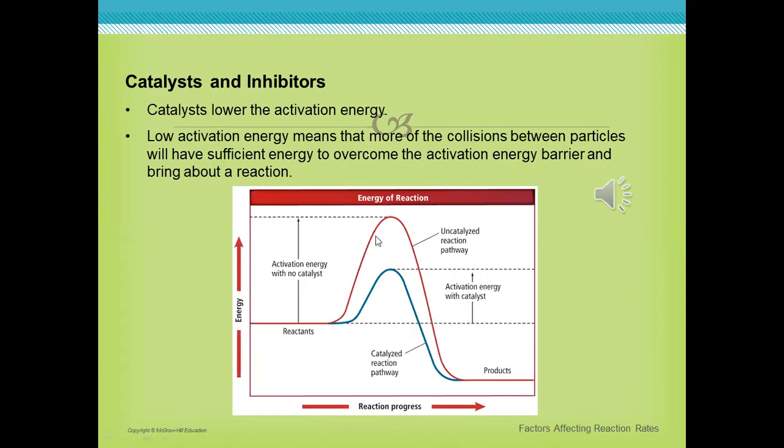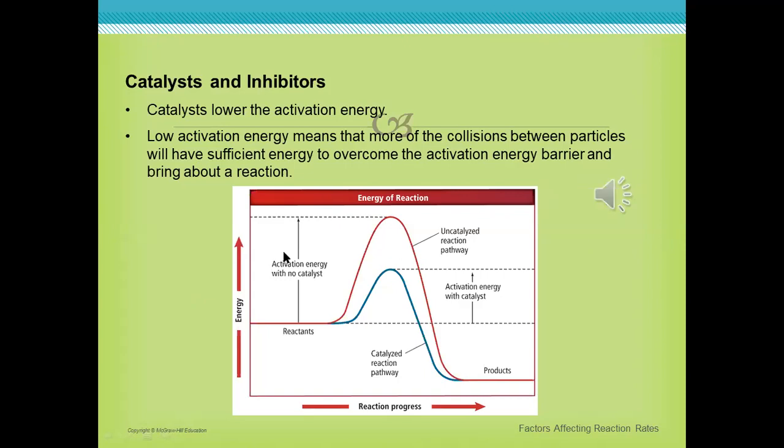So with the red graph, it's the uncatalyzed reaction pathway. But this blue graph is the activation energy with a catalyst. So it's a reaction, this is the product. Understand me? Yes. It's okay. So it's a catalyst. Can you read, please, this? Can you listen first? So then read again.